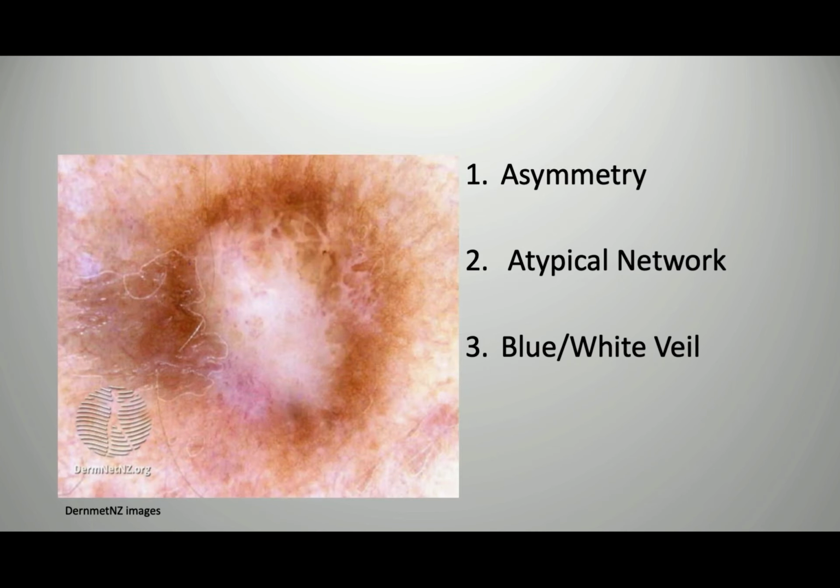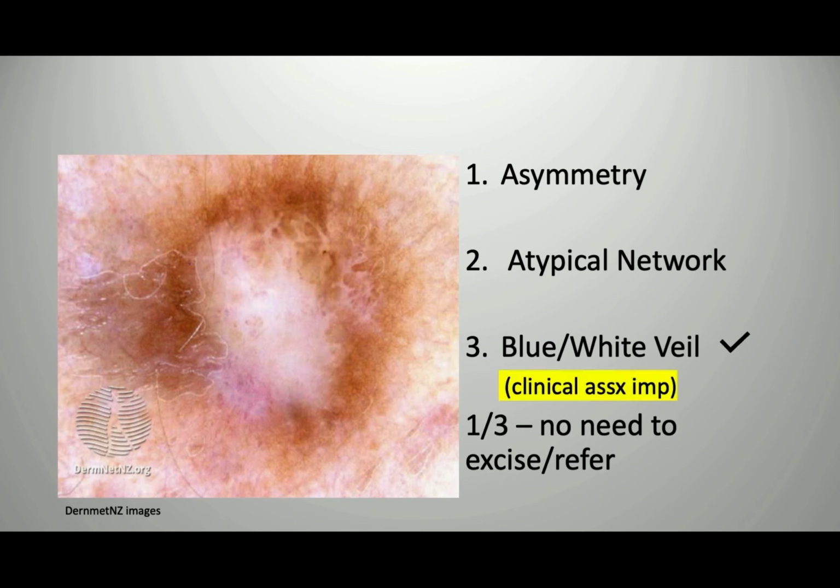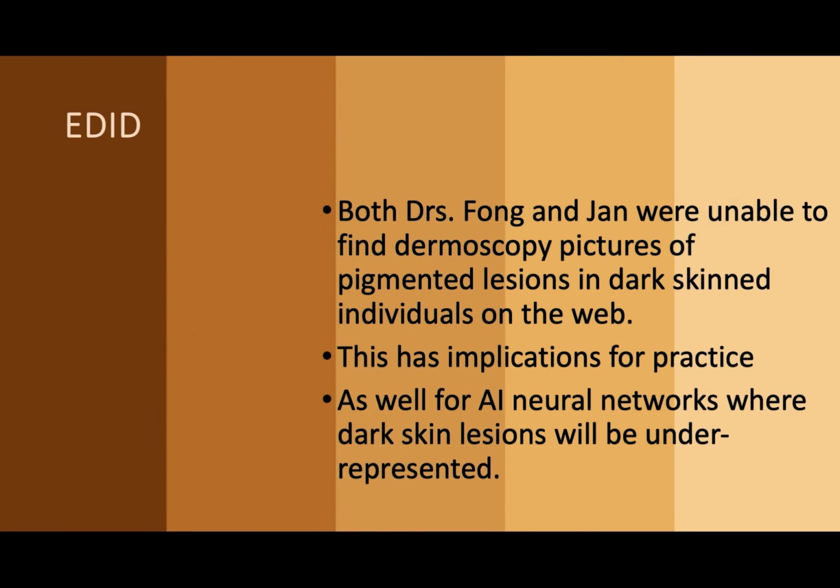Another interesting lesion. So it is fairly symmetric, no atypical network. It does have that white veil though. So then what is this? It's still 1 out of 3. You're not going to excise this. And again, that's where the clinical assessment is important because if you were to touch this lesion, it would be hard, it would be firm, and very well demarcated. This is a dermatofibroma. So dermatofibromas always have that white clear space in the middle.